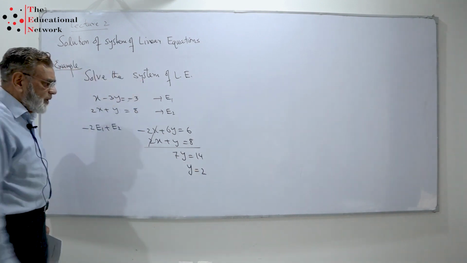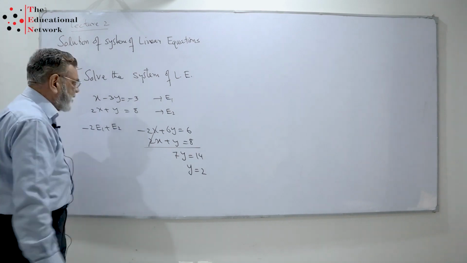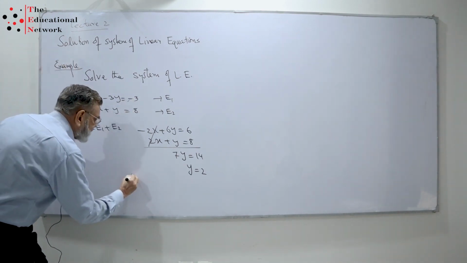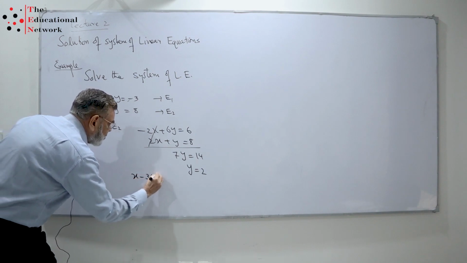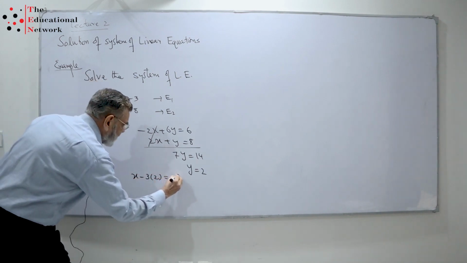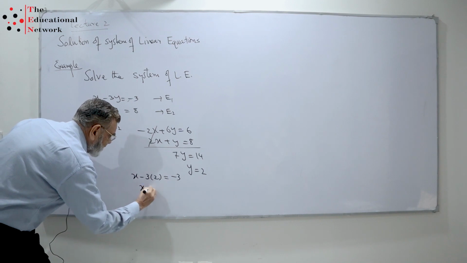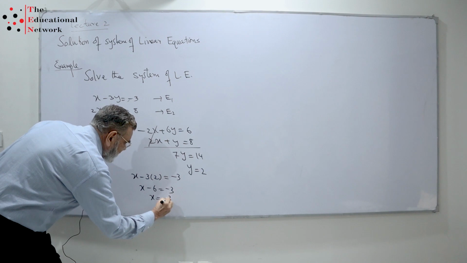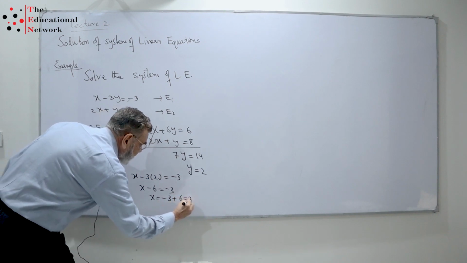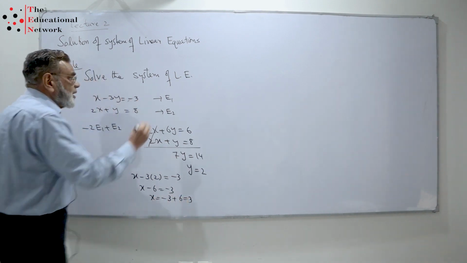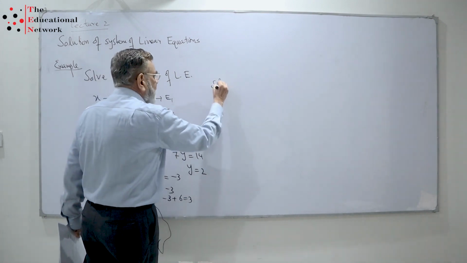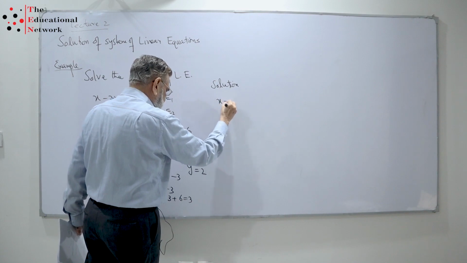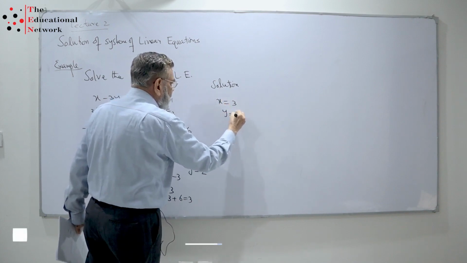So I can substitute the value of y in any one of the equations, and I will get the value of x. I substitute in equation 1. So we get x minus 3 into 2 is equal to minus 3. Again, x minus 6 is equal to minus 3. I get x is equal to minus 3 plus 6, which is 3. So I get the solution. My solution of the system is the value of x and y: x is equal to 3 and y is equal to 2.